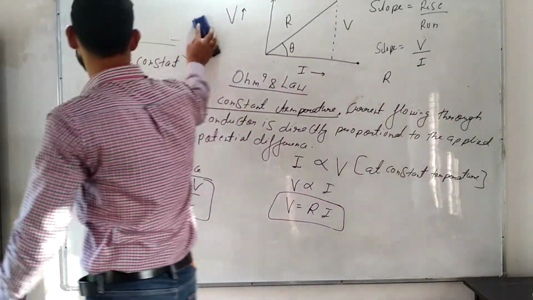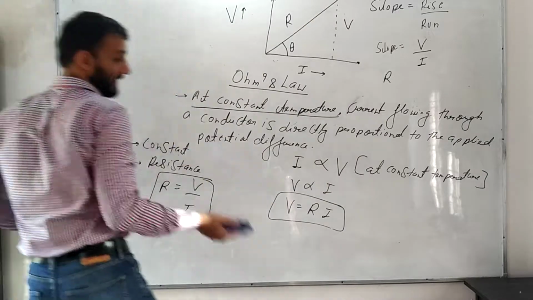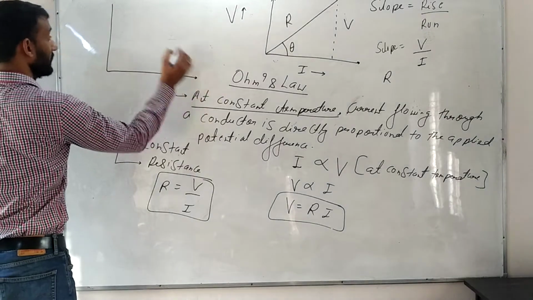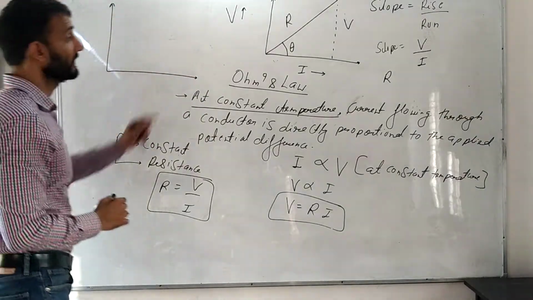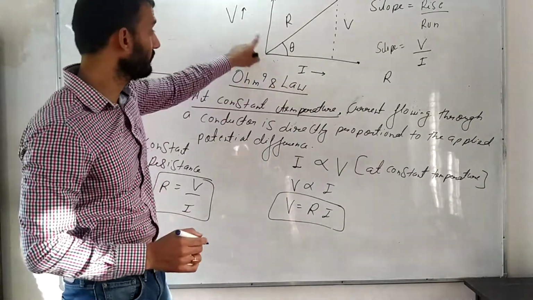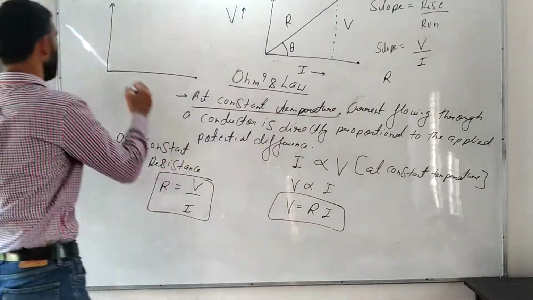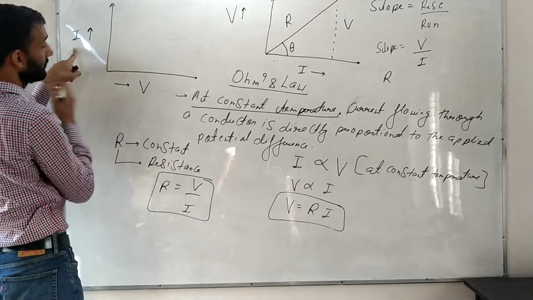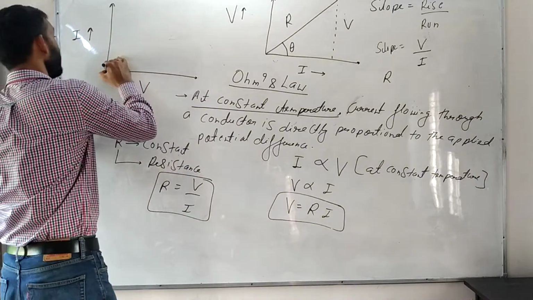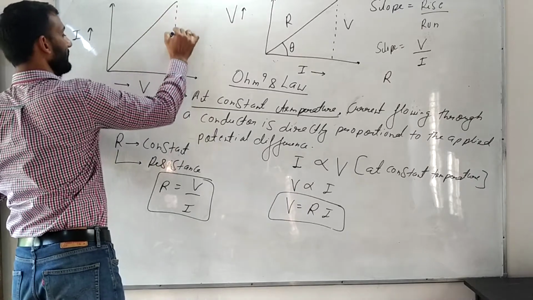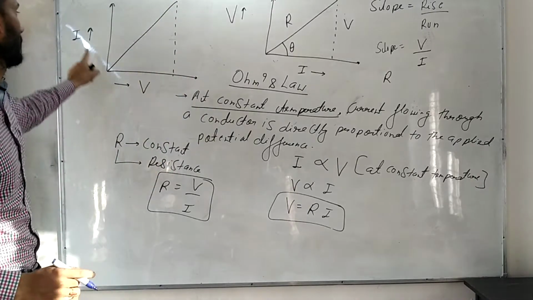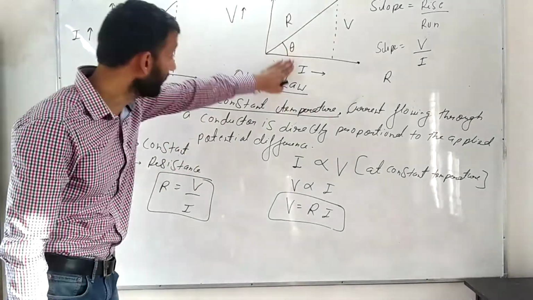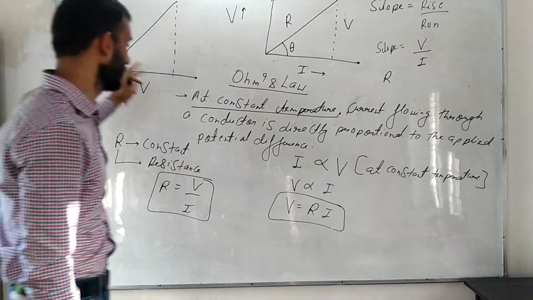Now I am leaving you with a question so that I can find out whether you have understood this topic or not. This was a VI graph. The slope of the VI graph gives you R. Let me ask you a question: what will the slope of an IV graph give you? You need to understand that the VI graph slope gives you R. So what will this give you?